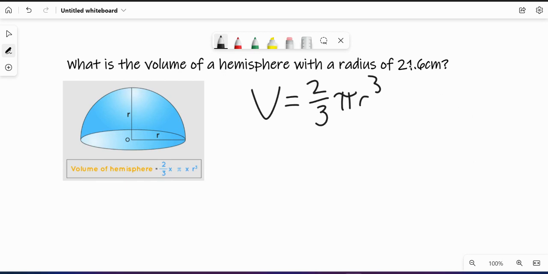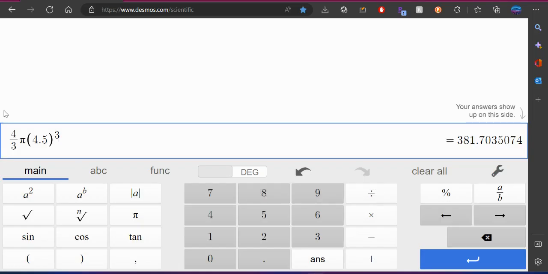Okay, now this one has a radius of 21.6. I'm going to see if that's going to come out to a nice decimal if I want to leave it in terms of pi. So I have to change this. Instead of 4/3, it's going to be 2/3. What was it again? It was 21.6. And it's an ugly one. So I'm just going to round this one and just leave it to the nearest tenth. Okay, so we have 21,106.7.